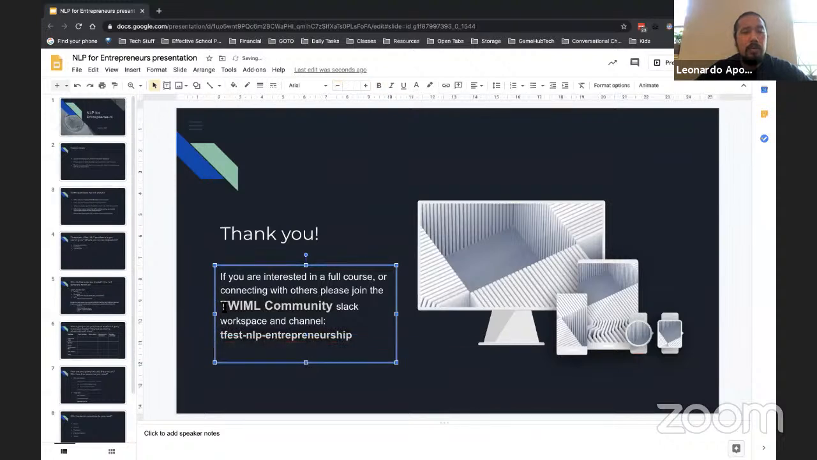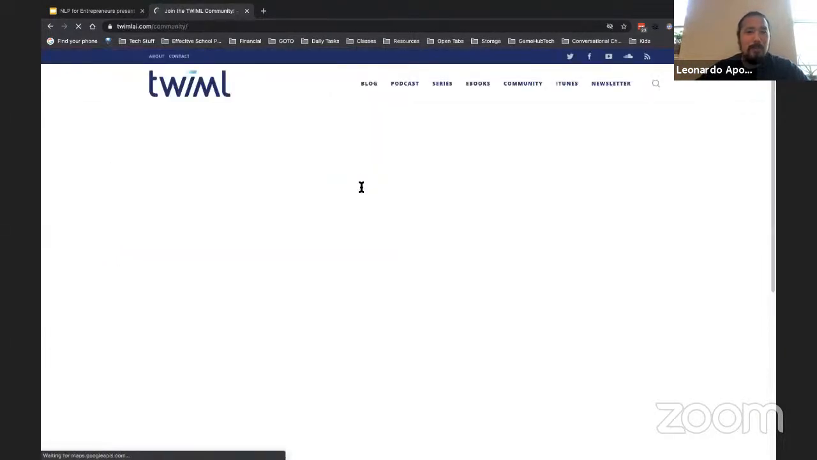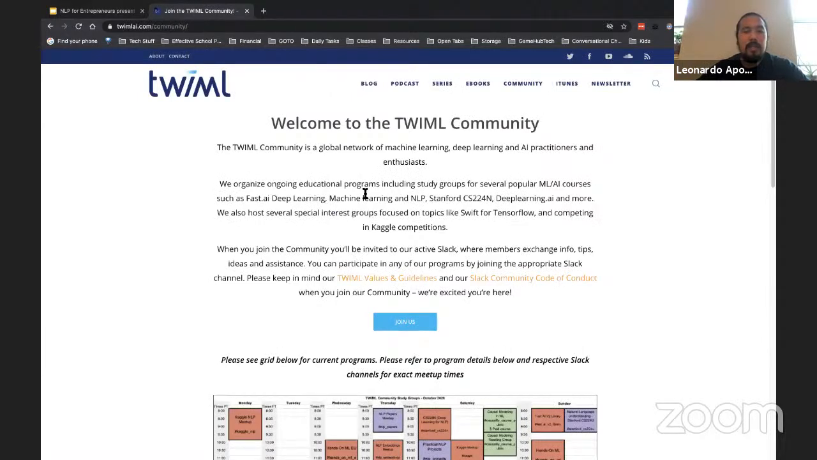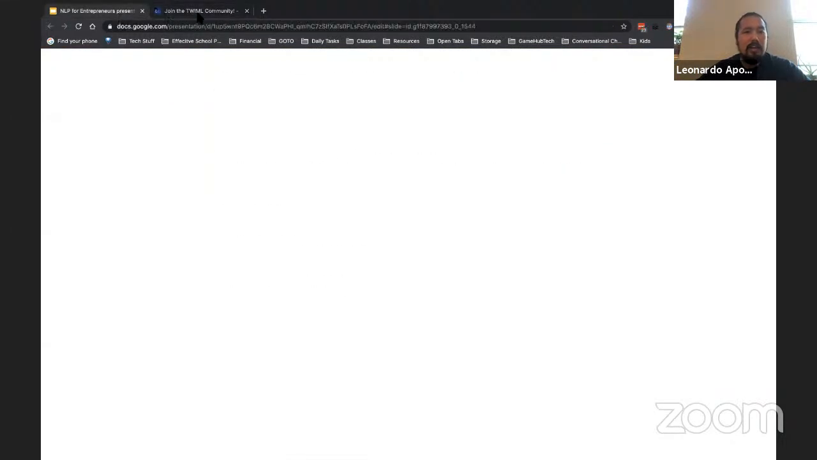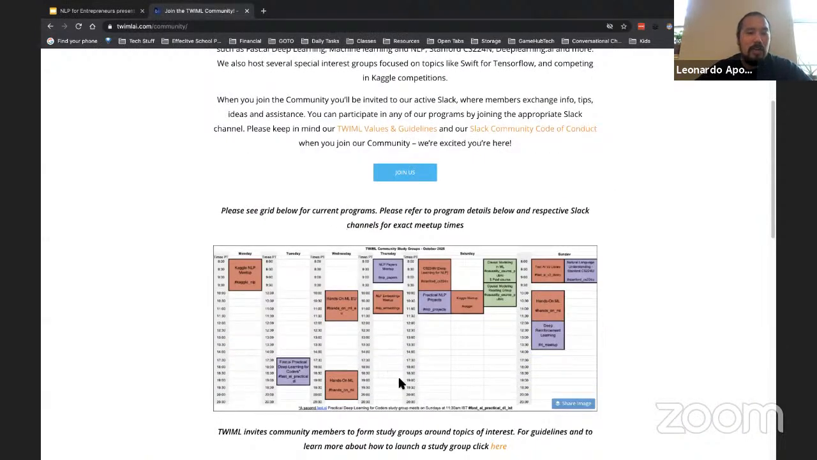So the TWiML community is a Slack workspace for everyone who is interested in being in touch, making connections, and working on the same thing, working on projects. There's classes, and one of the Slack channels in the TWiML community is this TWiML Fest Entrepreneurship, so that we can continue the conversation around what problems are you trying to solve, how you're trying to solve it, and that might lead to some of the other communities around Kaggle NLP or NLP projects.